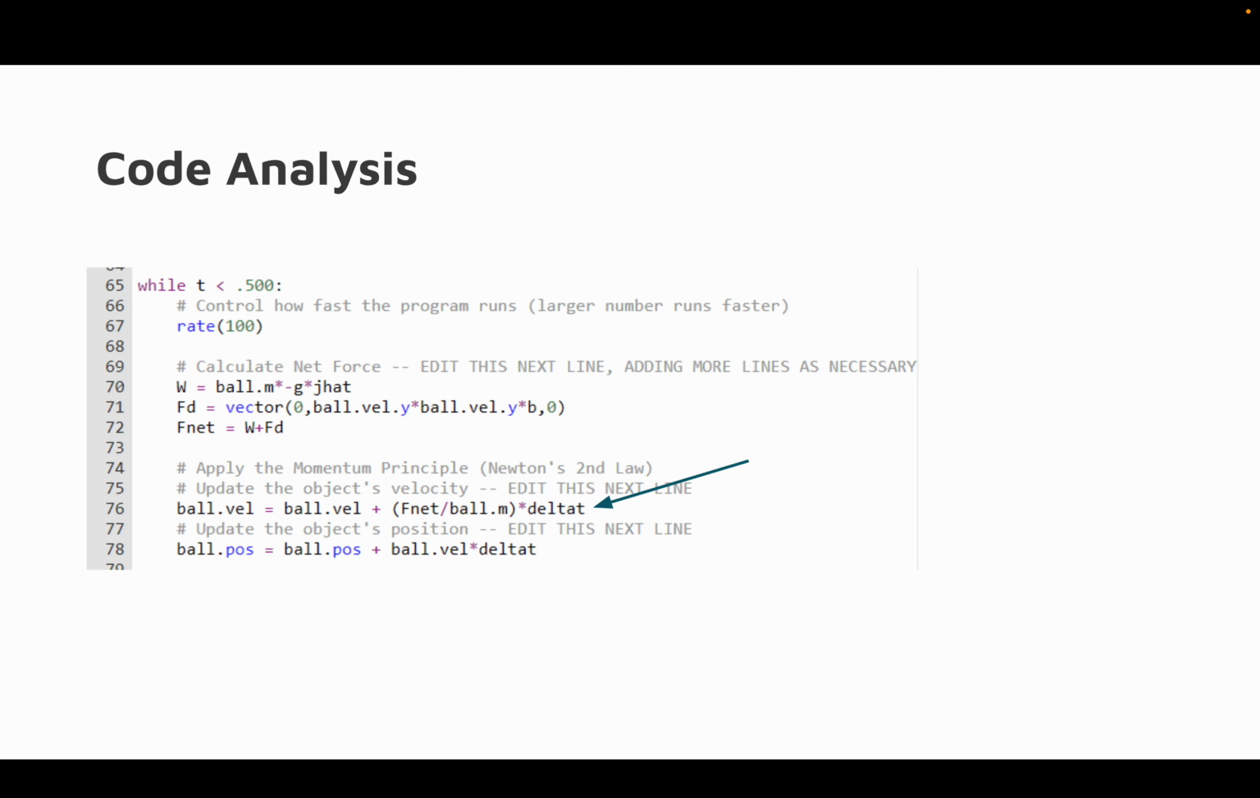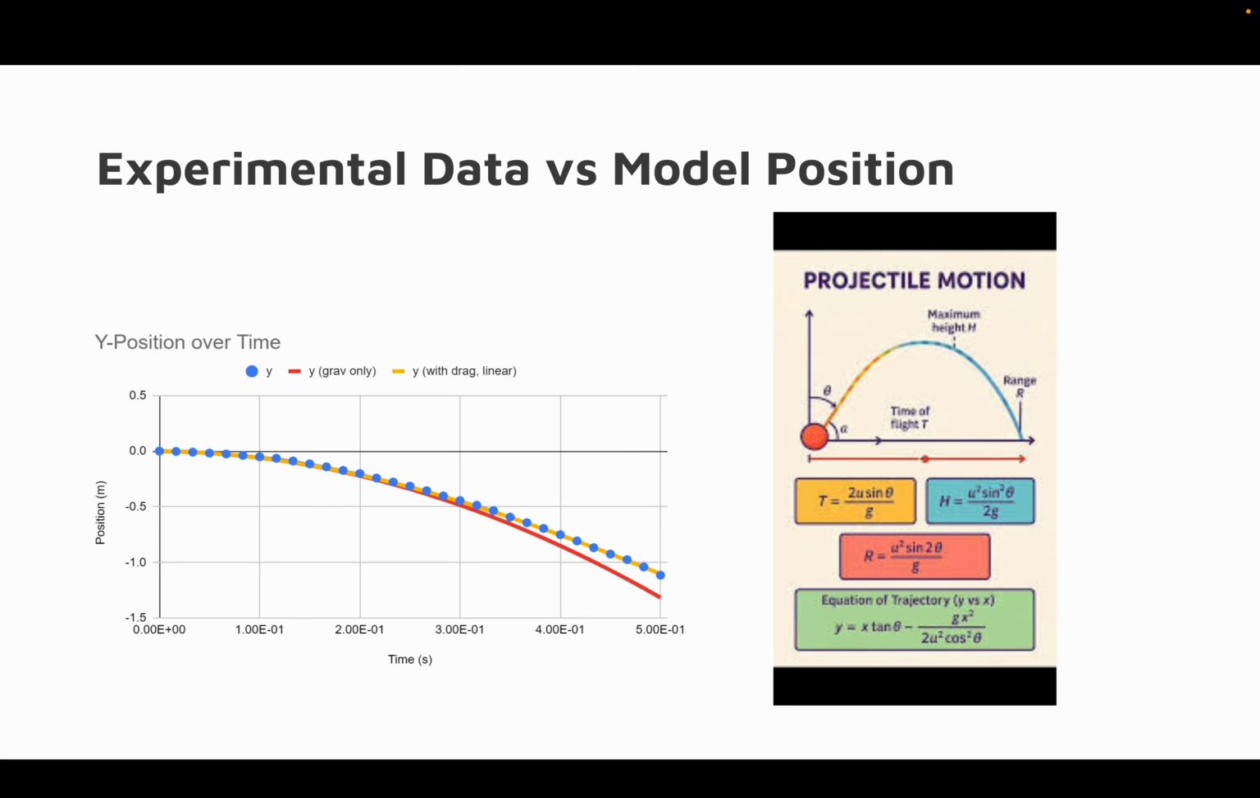Now for our experimental data, the blue dots represent the experimental data and the lines show our models. You can see how the trajectory is affected by the initial velocity and the angle. With gravity only, it starts to go down, but with the drag, it went a little farther.